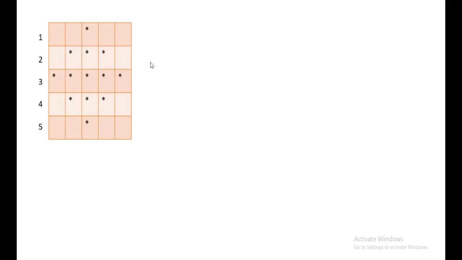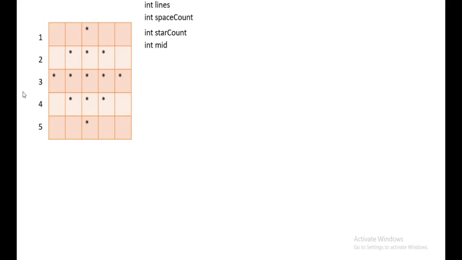First part is variable declaration. Declare a line variable for lines. Then declare a space count variable for space. Declare a star count variable for star, and one more variable we need to declare, that is mid, for the middle line of this pattern.